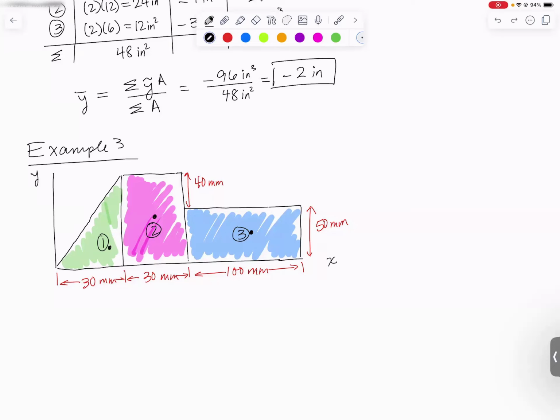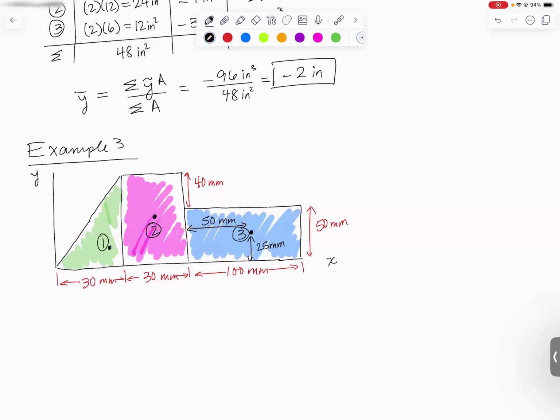The centroid of this blue rectangle will be half of the height. The height's 50 millimeters, so that's going to be a 25 millimeter height. The width is 100, so this location relative to one of its edges is 50 millimeters, but we're going to need to add in an additional 60 millimeters to get that measured all the way back to the y-axis.